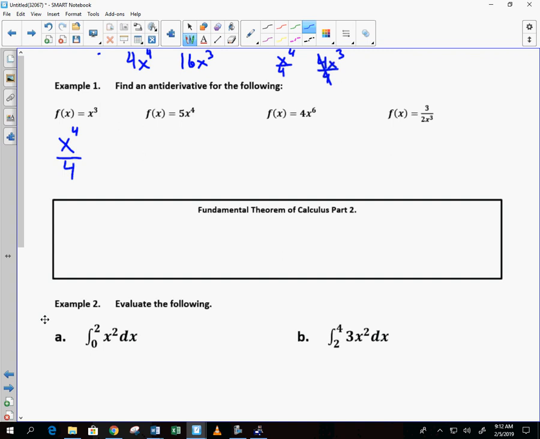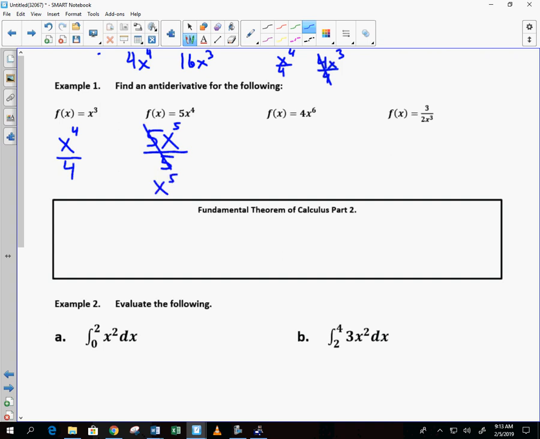You raise it by 1, right? And when we take a derivative, we usually multiply the exponent out in front, but now we should divide. So what we do is we raise the exponent by 1 to get x to the fifth. So we've got 5x to the fifth, and we divide by our new exponent. What does that simplify to?